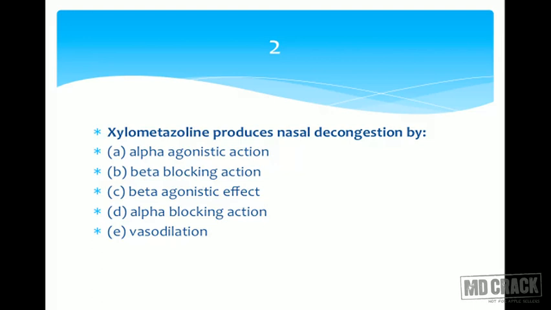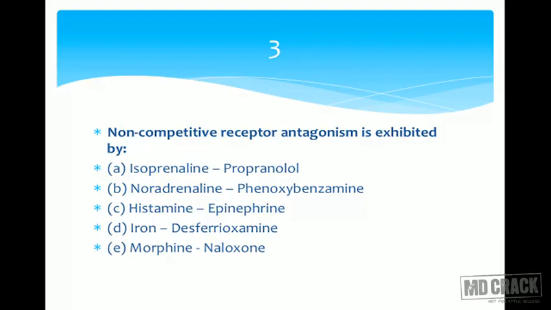Constriction means decongestion. All these drugs are ephedrine related drugs: ephedrine, xylometazoline, oxymetazoline, nafazoline. All of them are used as nasal decongestants, and their action is alpha stimulant or alpha agonistic action. Look at the answer. The answer is A, alpha agonistic action. Let's go to the next question.